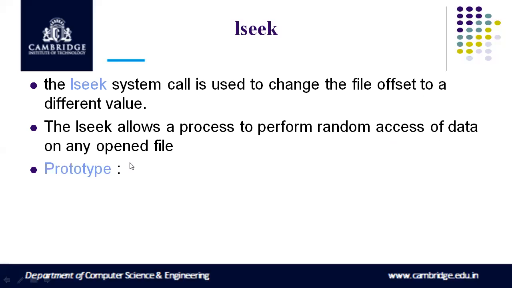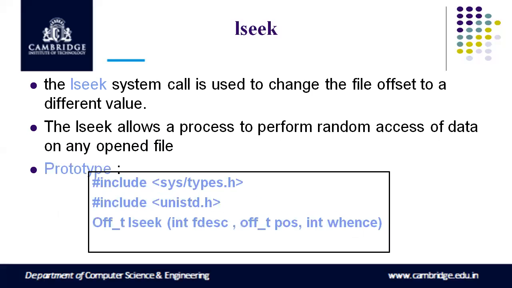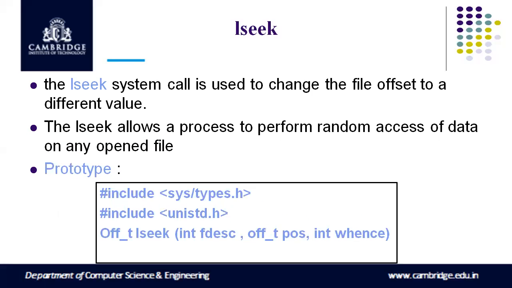So to use this lseek API, what is the prototype? Meaning, what is the syntax? This is the prototype of lseek. To use this lseek API, you have to include an important header file, that is unistd.h. lseek is part of this header file, unistd.h. To perform this lseek operation on any opened file, it requires three arguments. One is file descriptor, the second argument is position, the third argument is whence.